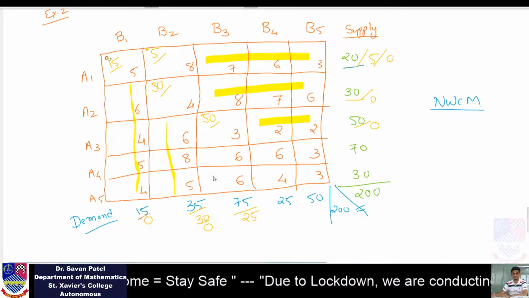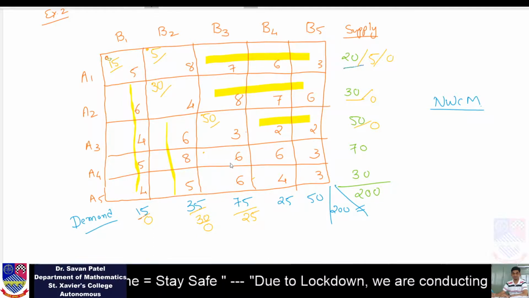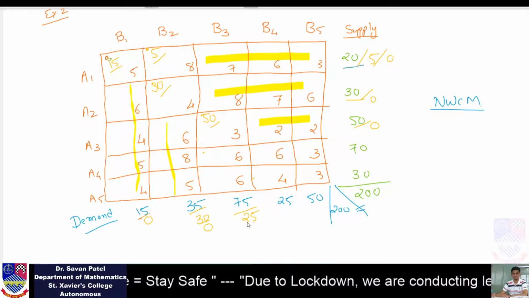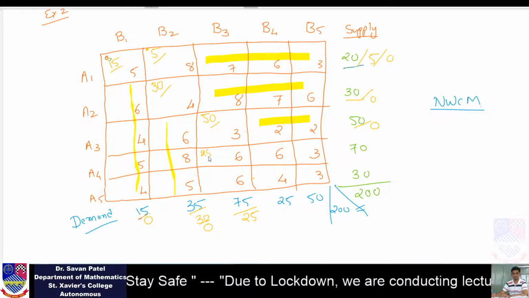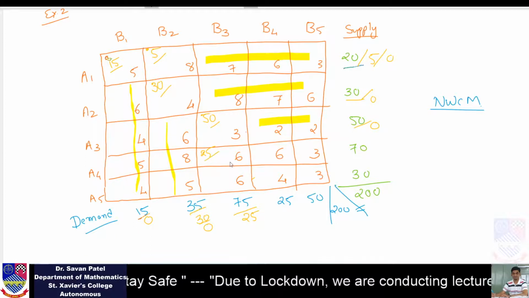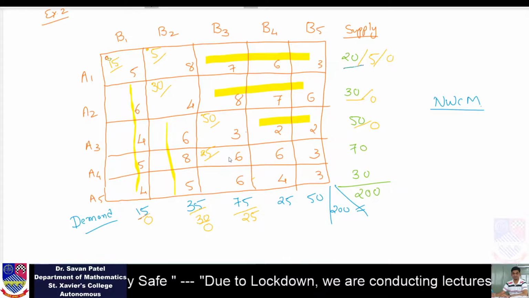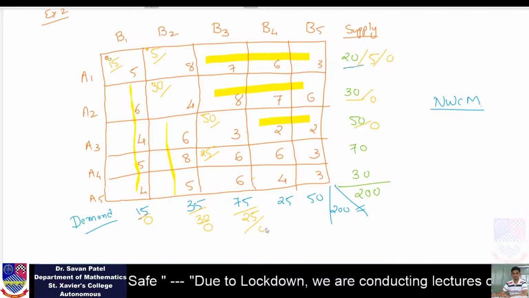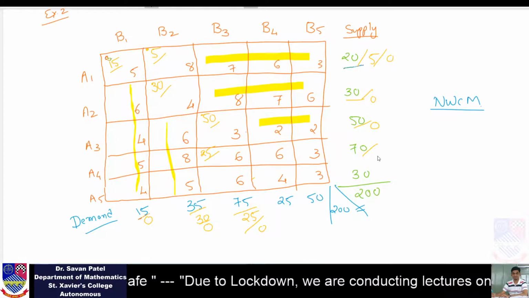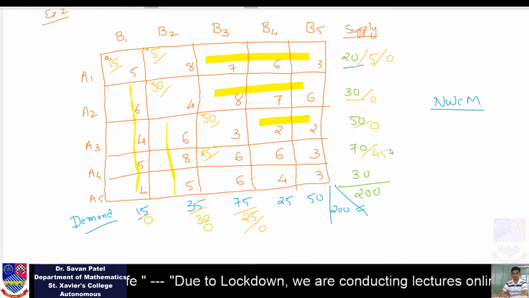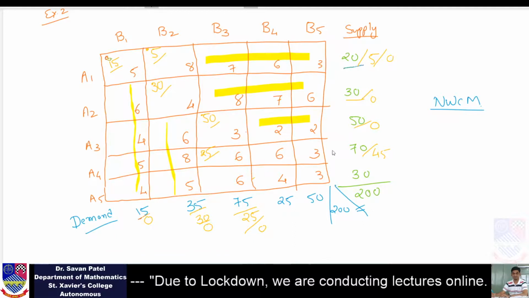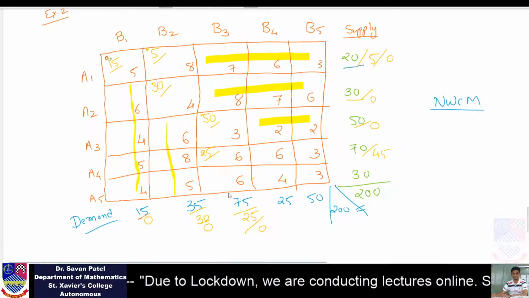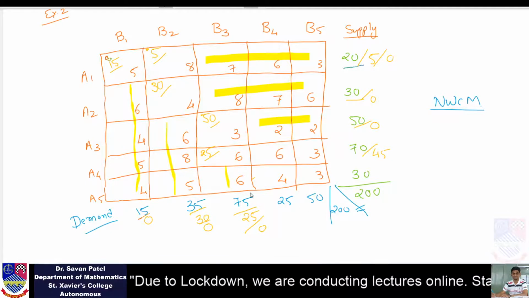Now the topmost corner in the table is this. So the minimum of 25 and 70 is 25. So we will transport 25 units from here, and so we are left with 0 here, and here we are left with 45. So we will remove this column.